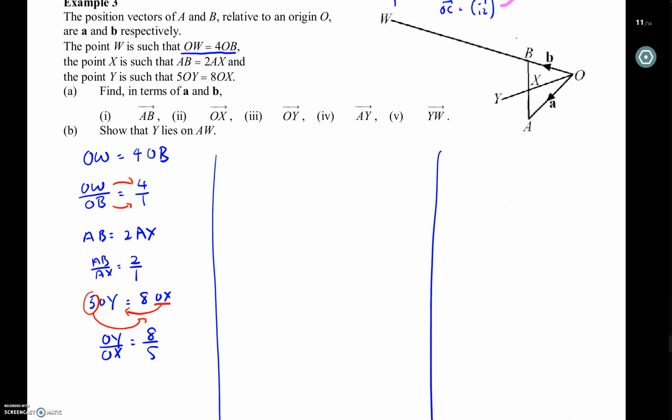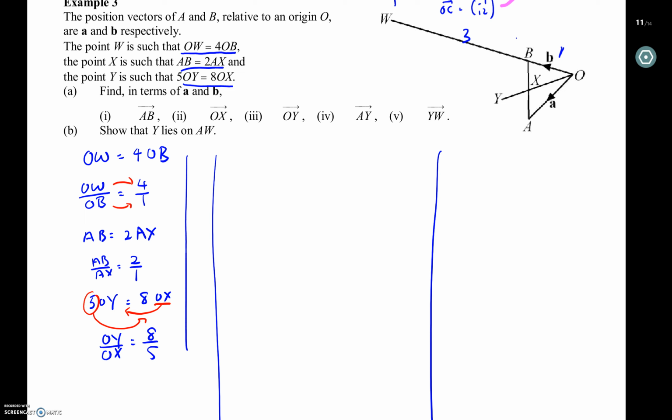Now, these three pieces of information are extremely important. After you have written down, you want to transfer to the diagram. Now let's start. OW is 4 units, OB is 1 unit. How do I transfer to the diagram? I'll write 1 and I'll write 3. Am I correct? Do I write 3 or do I write 4? 3, because OW is 4 units.